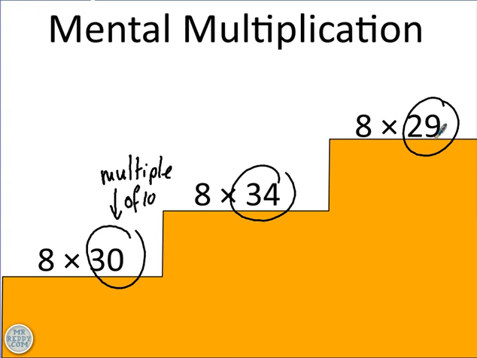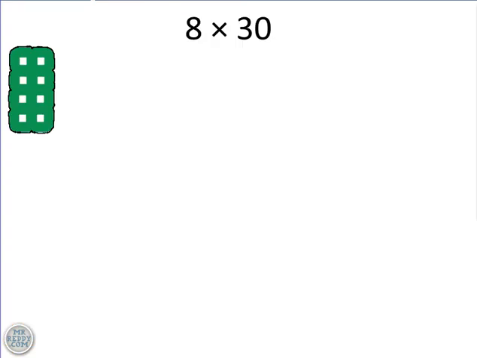And then again I haven't changed much from 30. I'm going to use 29. So I'm using 2-digit numbers and timesing them by 1-digit numbers. And there are 3 multiplication strategies to show you. So the first one, 8 times 30.